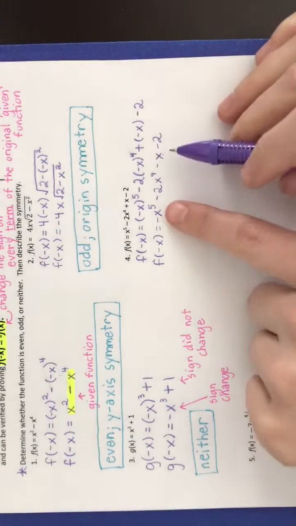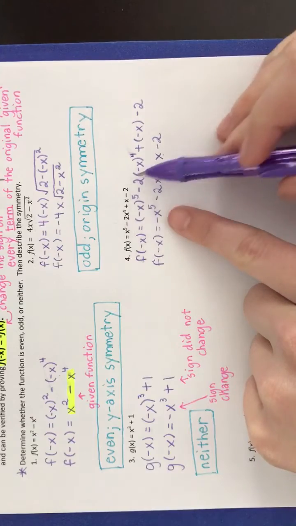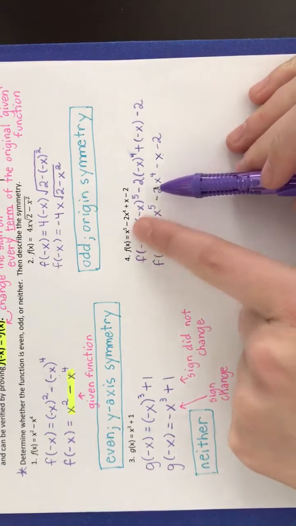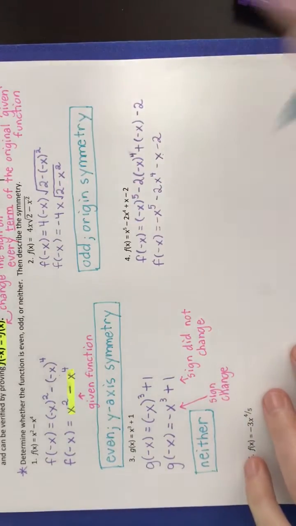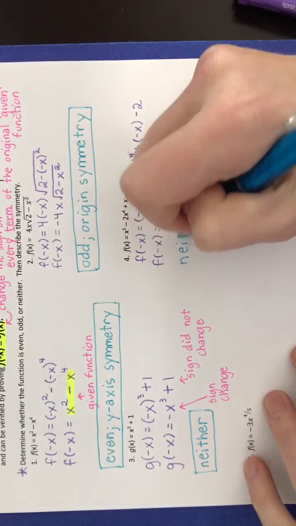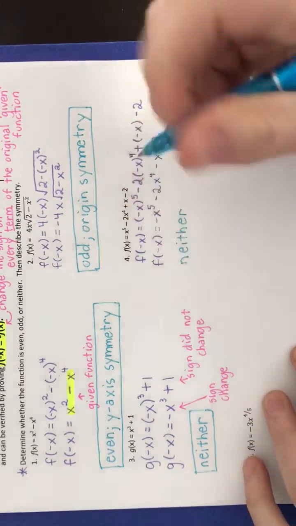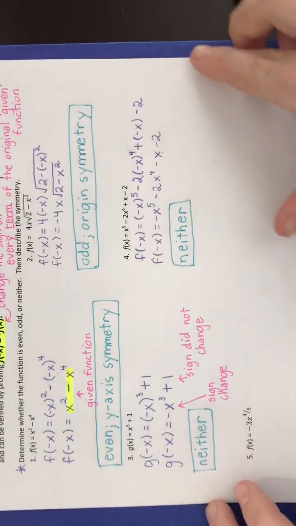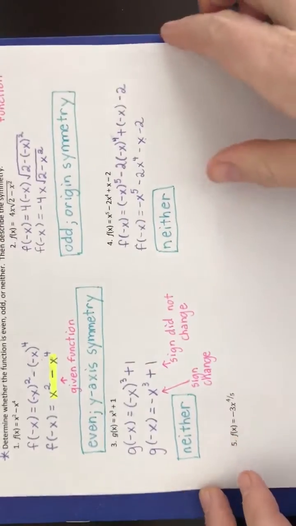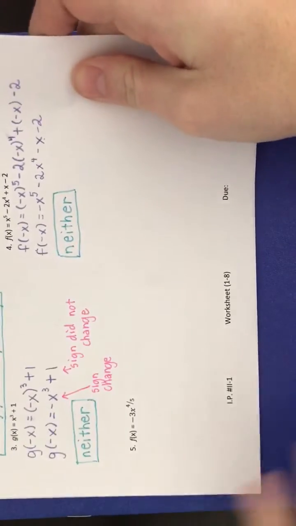Okay, so let's analyze. Is this the exact same as the original given? Nope. Okay, did the sign change on every single term? Nope. So this is another situation where neither even nor odd. Hopefully you're getting the hang of this. I love this stuff. Okay, so last example here, number 5.